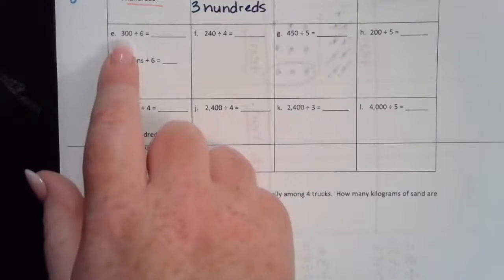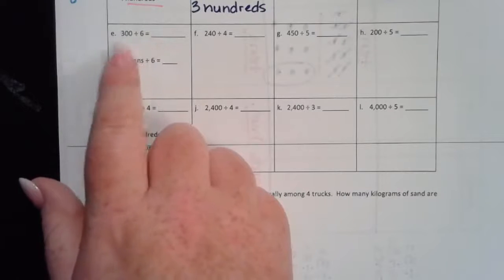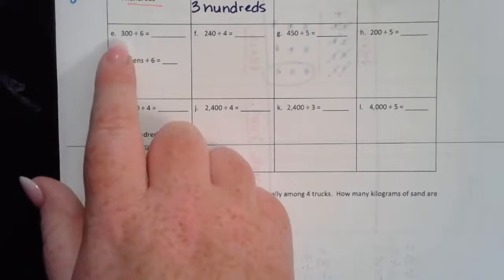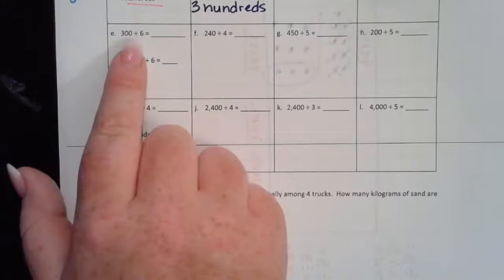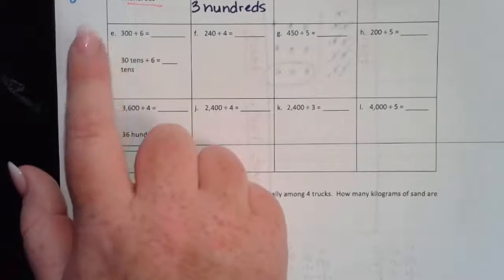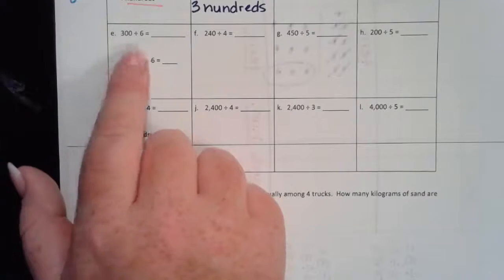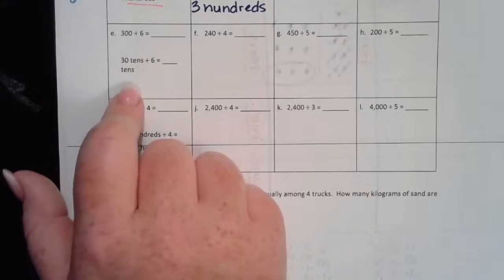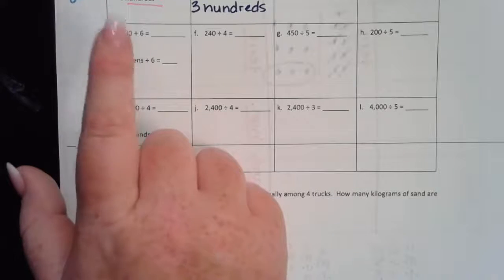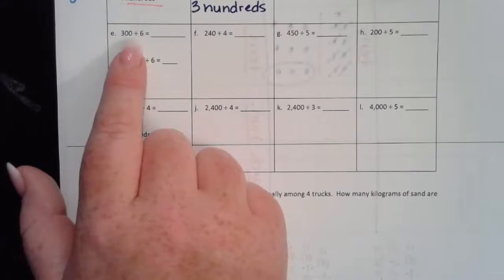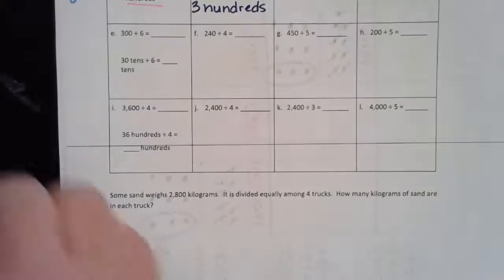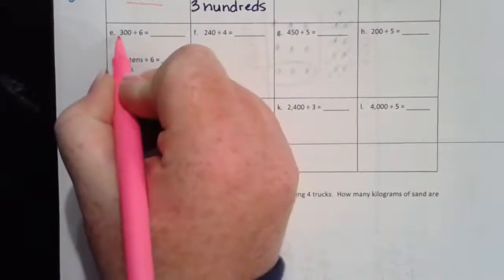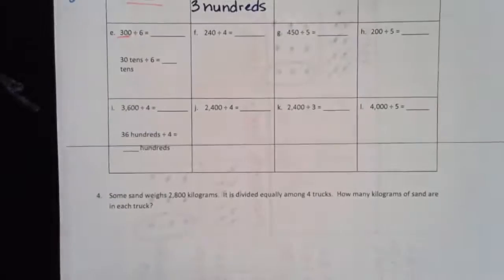This first problem is kind of setting us up, because we have 300 divided by 6. 3 hundredths divided by 6. 3 divided by 6 is not something that I'm prepared to do in 4th grade math. So I have to break it down into a way where I can divide it. When I look at 300 divided by 6, I can't divide 3 by 6, but I can divide 30 by 6.